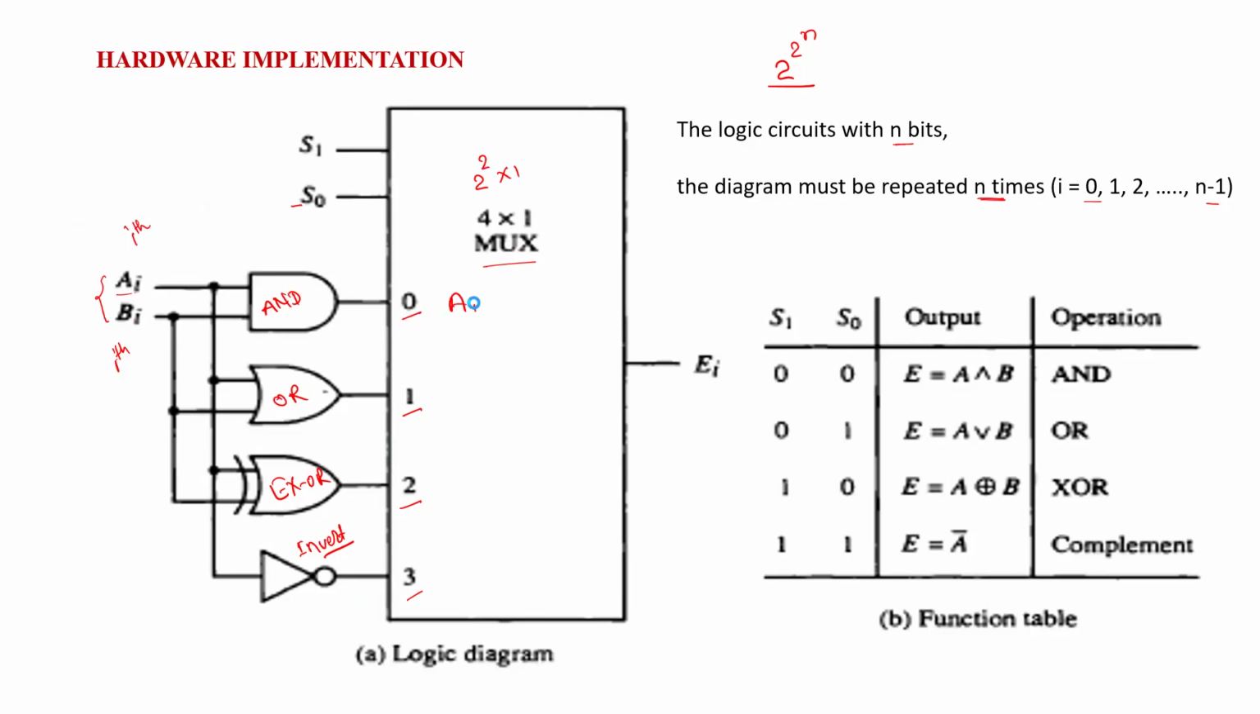So finally here we have Ai, and how do we write it? Ai, Bi. Similarly, for the OR gate, this operation is Ai OR Bi. For XOR, Ai XOR Bi. And complement: whatever information is there will be complemented, so Ai bar. You can observe in this table how this functions.